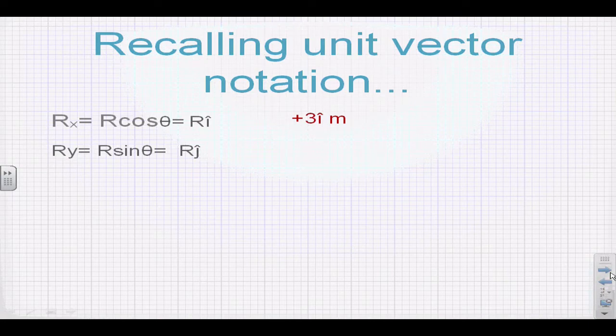If you did the previous calculation, you should have come up with an answer of 3 for the x component. So we're going to label that positive 3 i hat meters. Likewise, if you did the calculation for the y component, you should have found that the answer was positive 6, or positive 6 j hat meters.